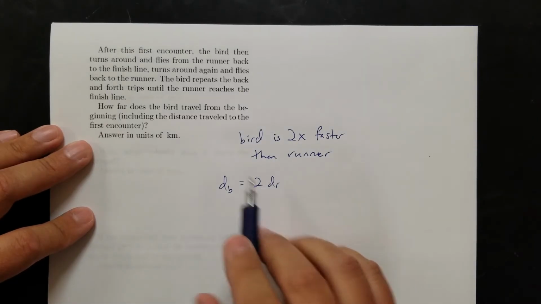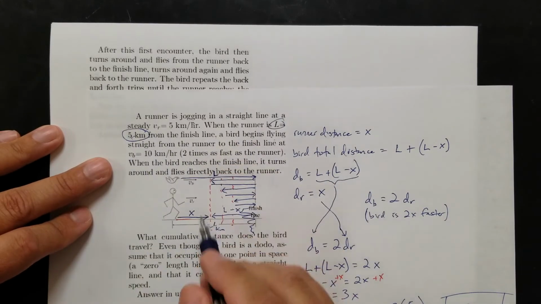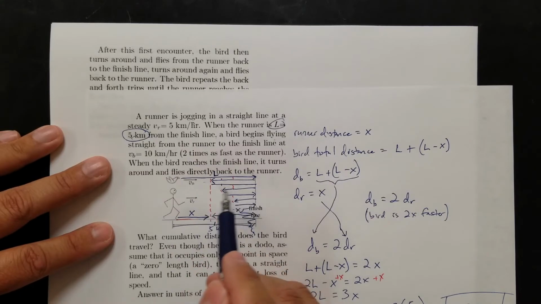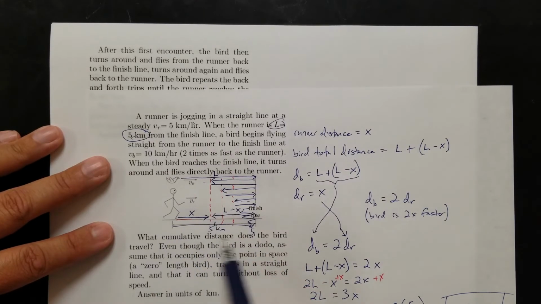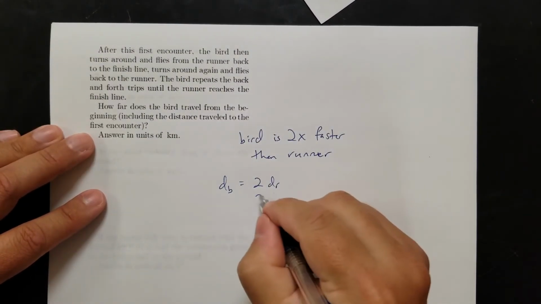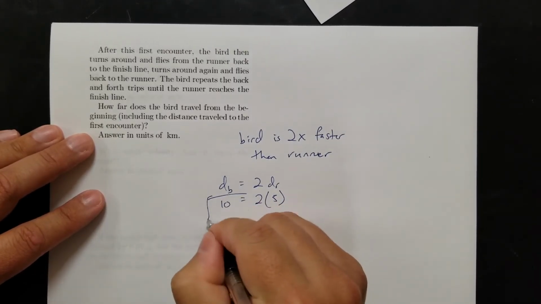So my runner went 5 kilometers, right? That was L. The runner is going to go 5 kilometers. That means since the bird is always traveling twice as fast as the runner, in the time it takes the runner to go 5 kilometers, the bird is going to go 2 times 5 kilometers. So my bird is going to go 10 kilometers in that time.